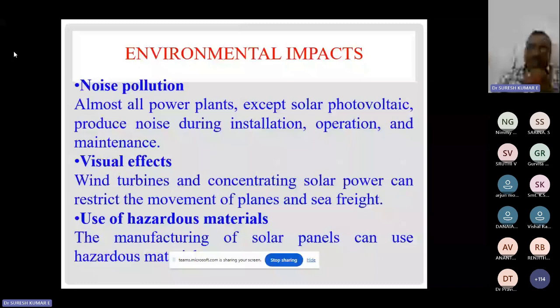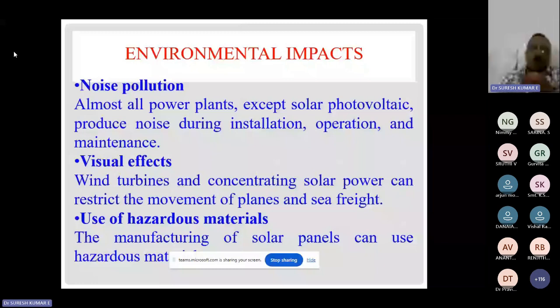And the other issue is visual effects. On a shiny day, when the wind turbines are rotating, it actually irritates our eyes, and may even cause headache for the persons who are watching. Similarly, concentrating solar power, not only that, such high-altitude structures, wind turbines as well as concentrating solar power, can restrict the movement of planes, and on the marine side, sea freight also.